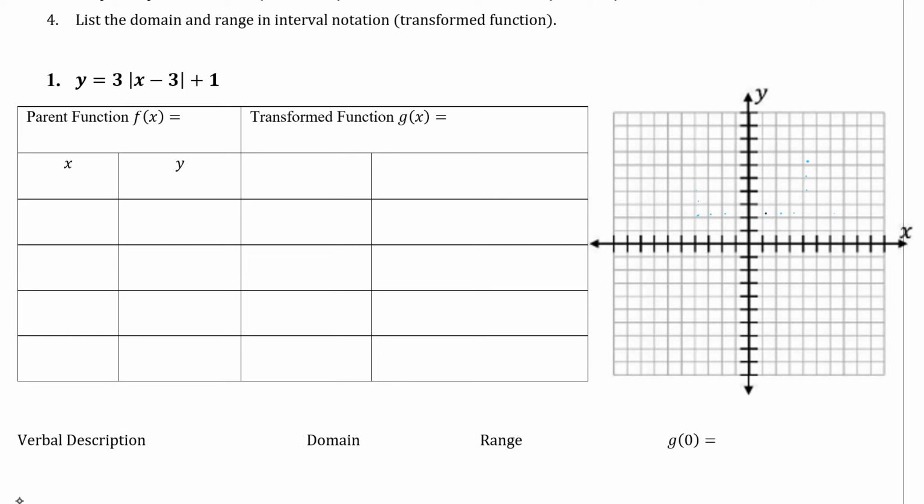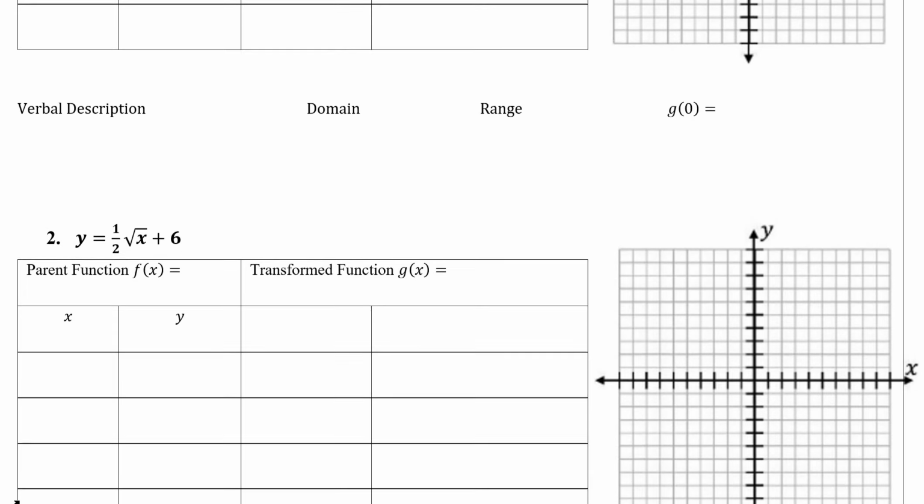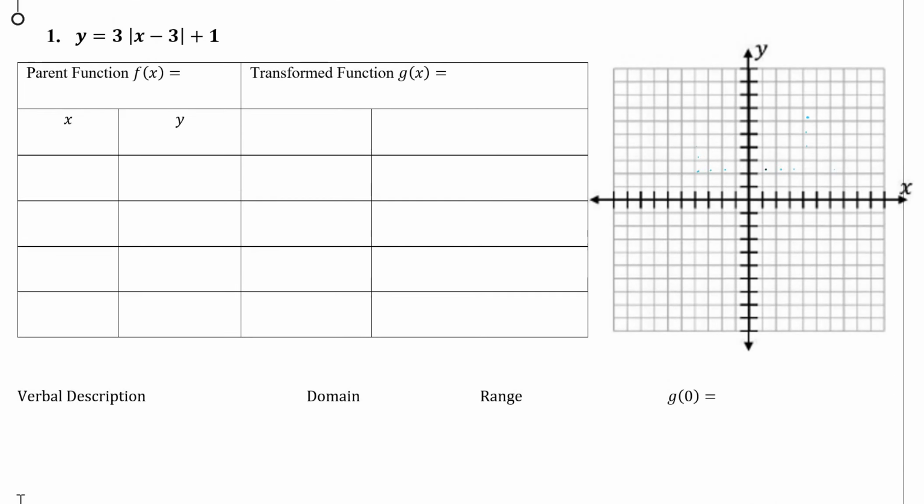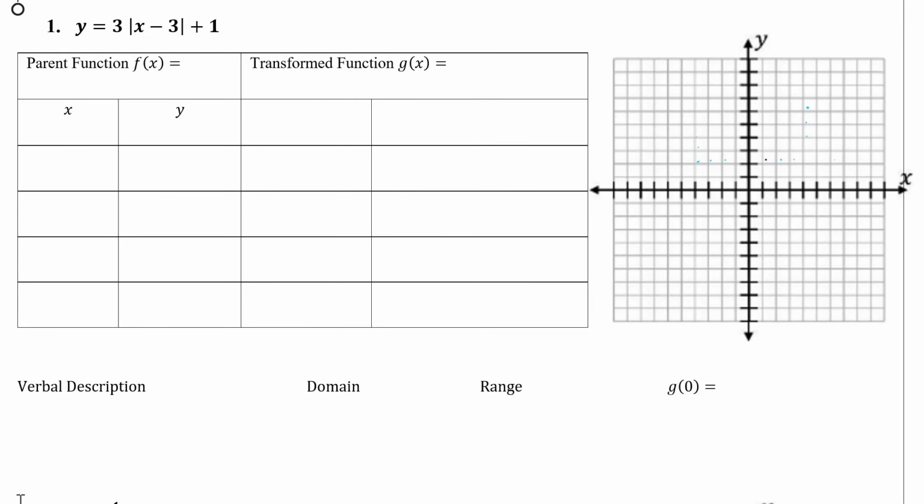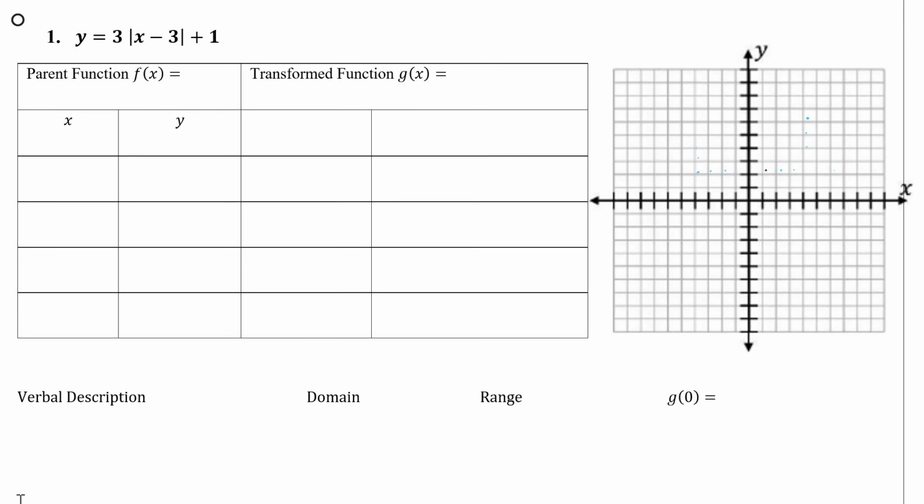Okay, I'm going to explain what it is and how to do this one, and then the second one. I want you to, hopefully by the end of the video, know how to do this. First of all, we need to figure out what the parent function of this one is. The simplest parent function is the simplest function. So we see absolute value right there, so absolute value is the parent function.